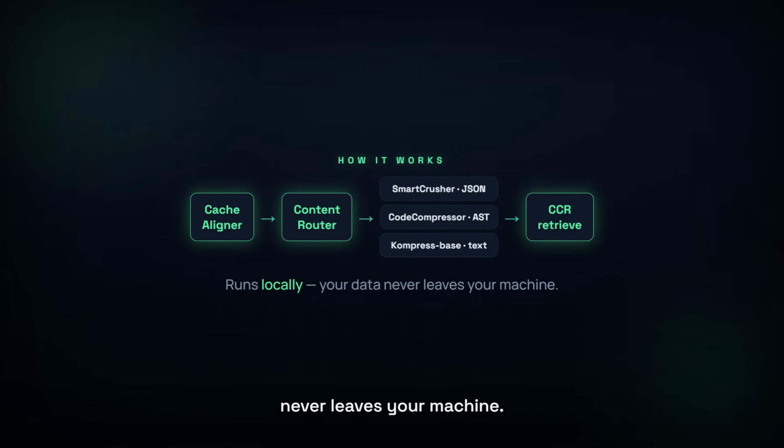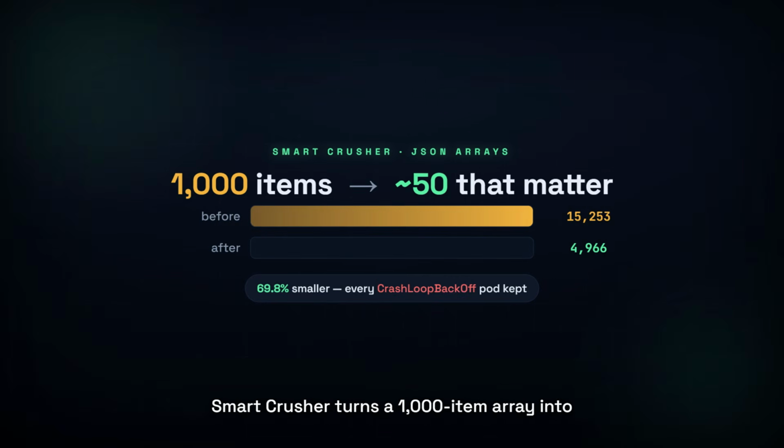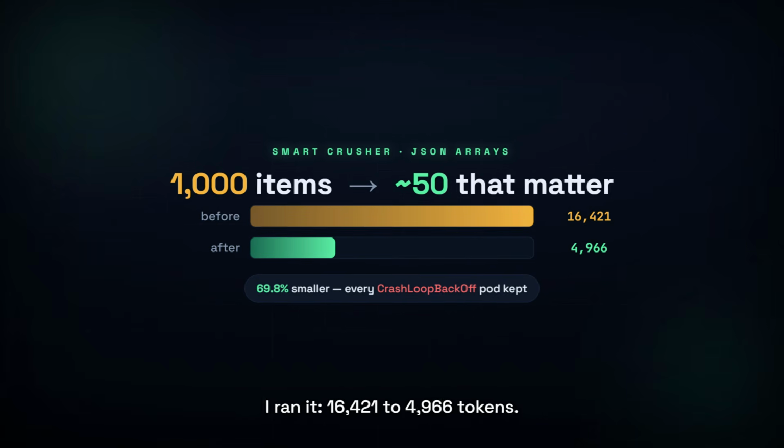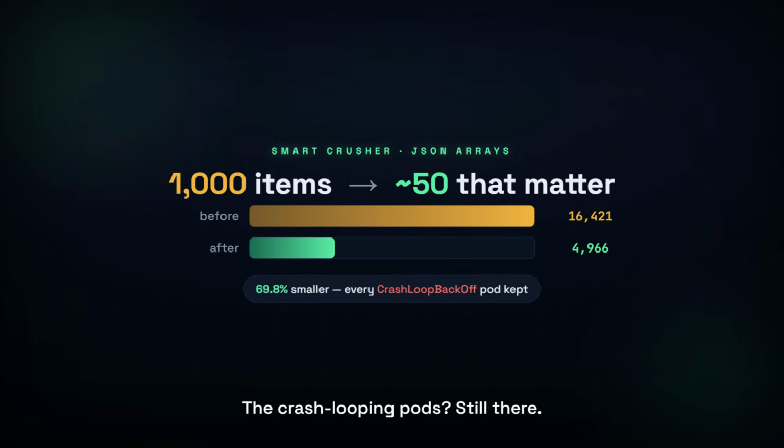Which brings us to the algorithms. Smart Crusher handles JSON arrays. A 1,000 item result becomes about 50, the ones that actually matter. It keeps the first and last, every error, every statistical outlier, and anything matching your query. I ran it myself: 16,000 tokens down to 5,000, the crash looping pods still right there.